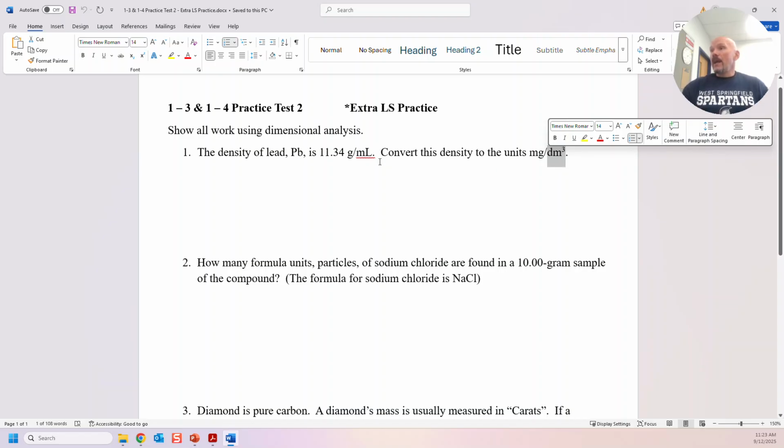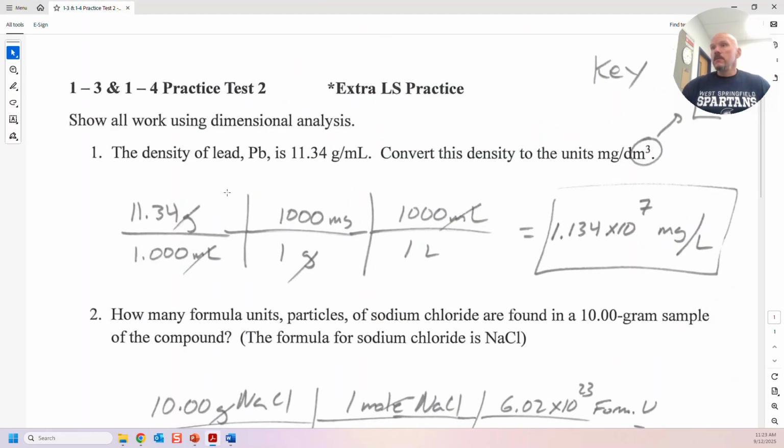So really all we've got to do is change gram to milligram and milliliter to liter, because again, decimeter cubed is the same thing. All right. So as we look at what we would do, how do we take a measurement like this and put it in our dimensional analysis setup? The number goes with this unit on our numerator, and then it would be 1 milliliter on the bottom. So this is how we would start it off. We would say 11.34 grams over 1 milliliter. And again, our goal is to get grams out of the top here and make it milligrams, and get milliliters out of the bottom here and make it liters.